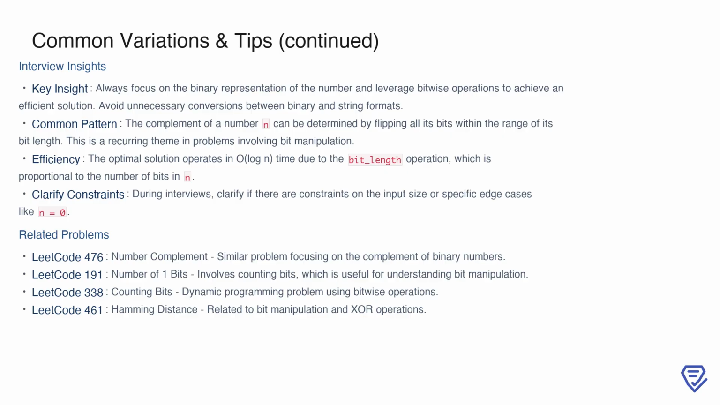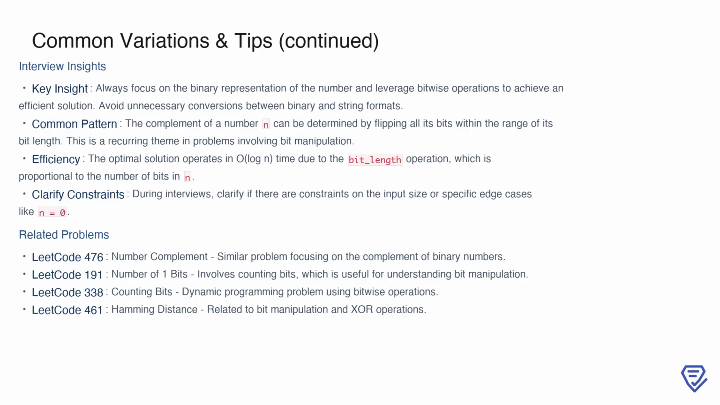In terms of efficiency, the optimal solution runs in O(log n) time, as the bit_length operation scales with the number of bits in n. During interviews, it's also helpful to clarify any constraints on the input size and to confirm how edge cases like n equals 0 should be handled. For further practice, related problems such as LeetCode 476, 191, 338, and 461 can help you refine your understanding of bit manipulation techniques.